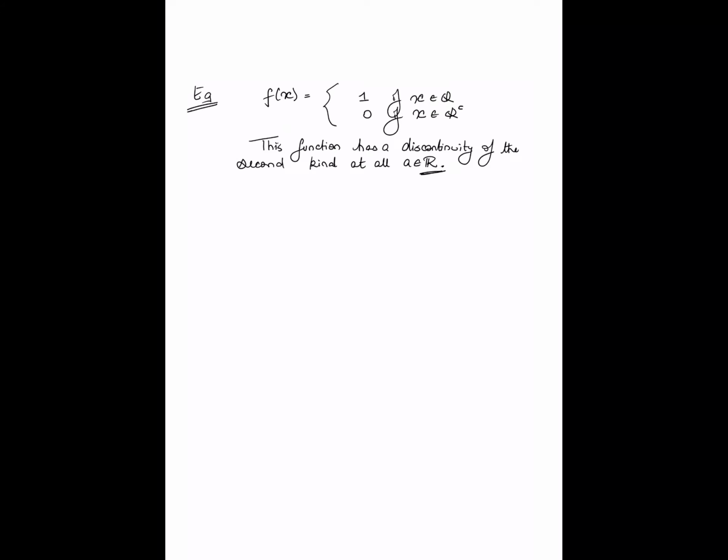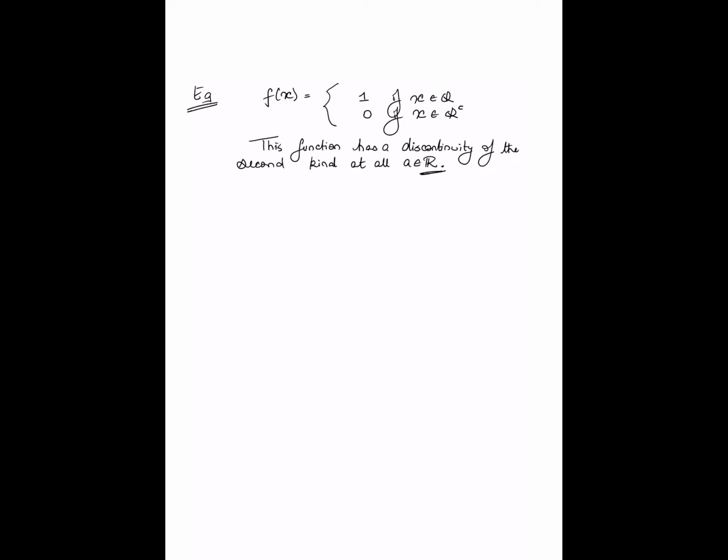Right? And the reason for this is also fairly straightforward. I mean, with a moment's thought, you should be able to convince yourself that whatever A you choose, neither the left limit nor the right limit in fact will exist, right? Because as you approach any number, you will oscillate between 0 and 1, which means that those limits don't exist. So neither the left limit nor the right limit exist in this case.